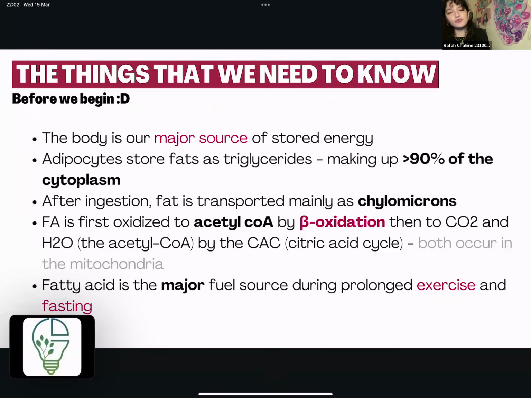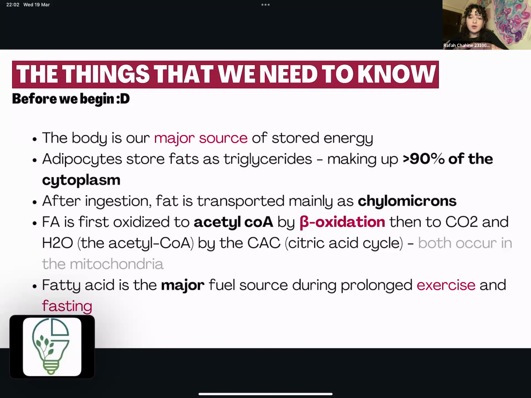Okay. So first of all, before we begin, I just want to make sure that we all have a proper foundation as to what we need to know before we go into all the nitty gritty of everything. The body is a major source of stored energy, and adipocytes, which are the fat cells, store our fats mainly as triglycerides, and that makes up approximately 90% of their cytoplasm. After we ingest any meal, whether it be fatty or whatever, any fats that we take in are going to go to the small intestine and get packaged as chylomicrons. Now, these chylomicrons contain about 85 to 90% triglycerides. They're considered to be the biggest lipoproteins that we have in our body.